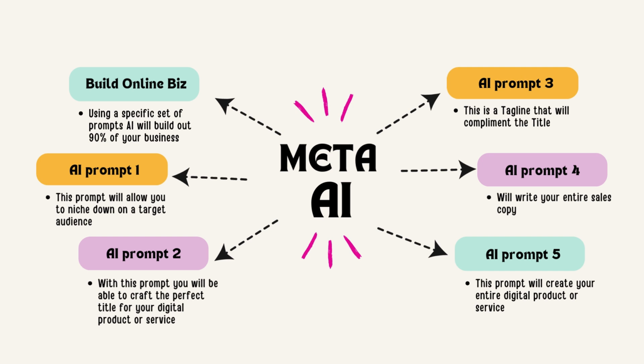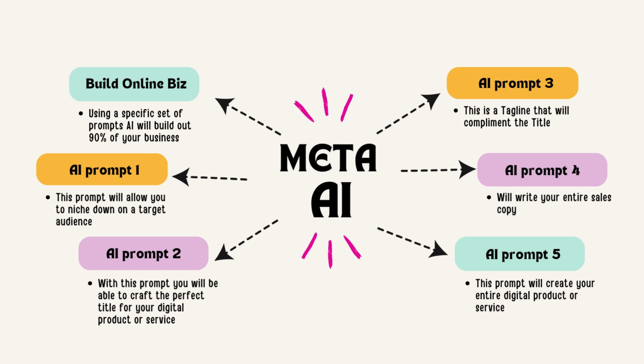So, like I said, we're going to be using Meta AI, okay, to build out 90% of our online business. So we're going to build an online business using a specific set of prompts. Now, these specific secret prompts that you will get access to when you sign up for the program are going to build out 90% of your online business. Prompt one, this prompt will allow you to niche down on a target audience, right? Prompt two, with this prompt, you'll be able to craft the perfect title for your digital product or service. Prompt three, this is a tagline that will complement the title, right? And AI prompt four will write your entire sales copy. And prompt five, this prompt will create your entire digital product or service.